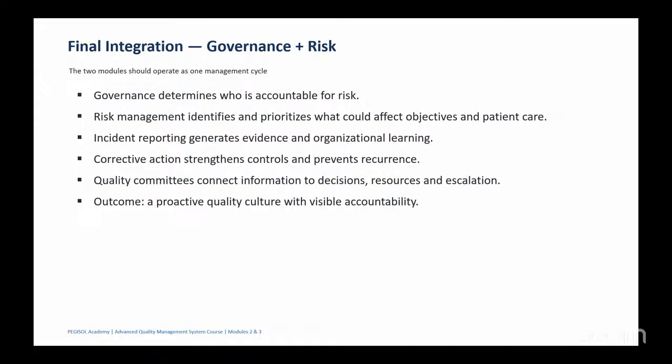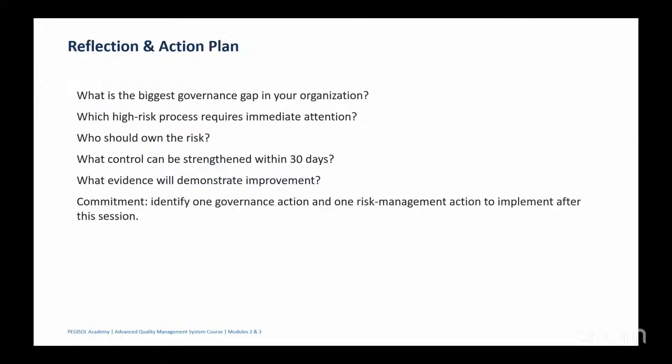So when there's an integration between your quality governance and your risk, this is what we call one management circle, and the benefit of these two modules. Governance determines who is accountable for risk. Risk management identifies and prioritizes what could affect objective and patient care. Incident reporting generates evidence and organization learning. The corrective action strengthens controls and prevents recurrence. The quality committee connects information to decision, resources, and escalation. Then the outcomes are usually a proactive quality culture and a visible what? Accountability.